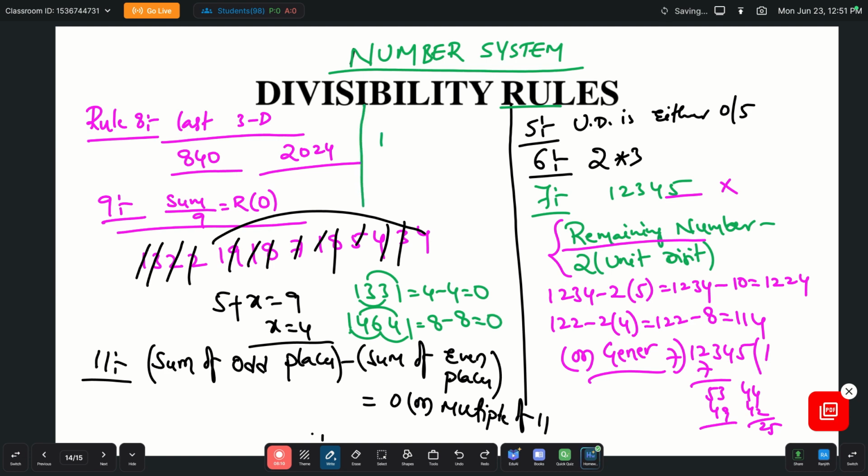Next, the divisibility rule for 12 will be equal to 3 into 4. Don't write 2 into 6. If I write 2 into 6, again we need to follow the divisibility rule for 6, which is 2 into 3. So for the divisibility rule for 12, we need to take co-prime numbers. Co-prime numbers are 3 into 4. Okay.